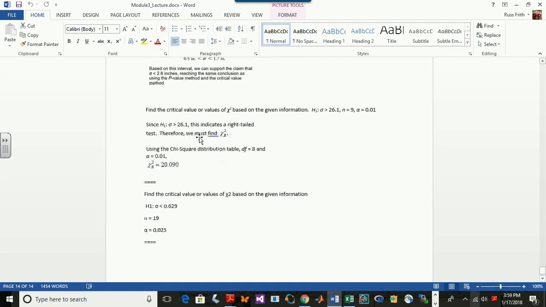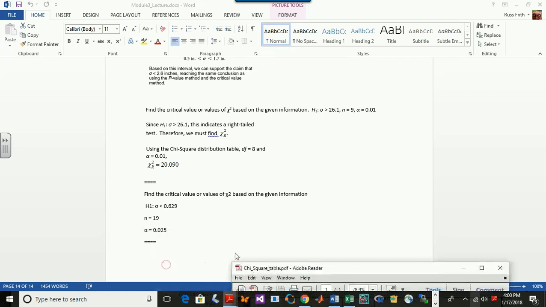All right, so let's work two more examples for this module. Find the critical value or values of chi-squared based on this. In this particular case, it's a right-tailed test, because we're using a greater than sign. N is 9 and alpha is that. So what is our critical value? We use degrees of freedom of 8 and 0.01. We do not have alpha. So let's verify this 20.09.